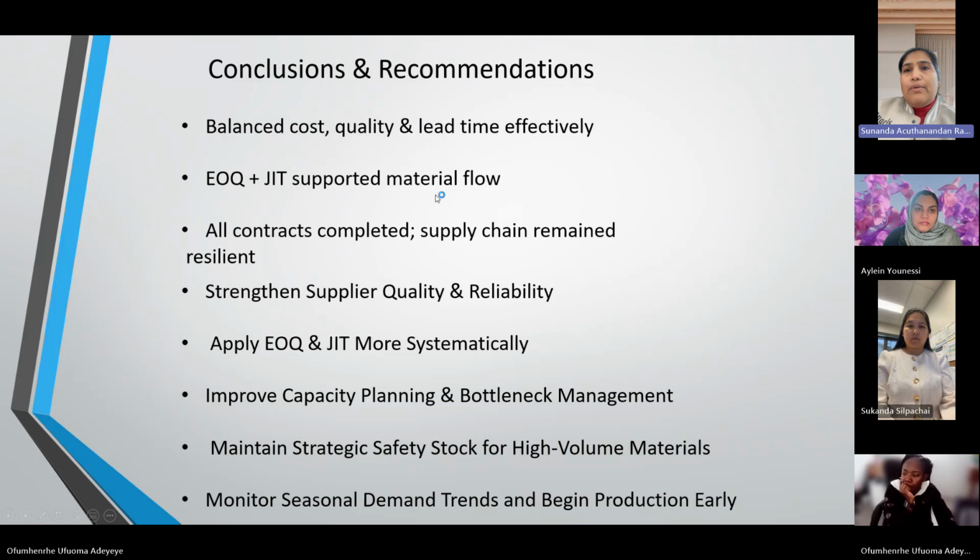We did have several high volume materials running through. And during this simulation, we made sure that we did not run out of the materials. We quickly went back to the suppliers and we did our safety stocking for the high required materials.